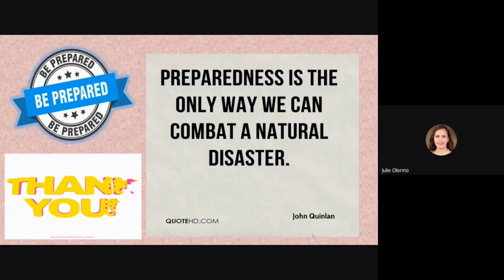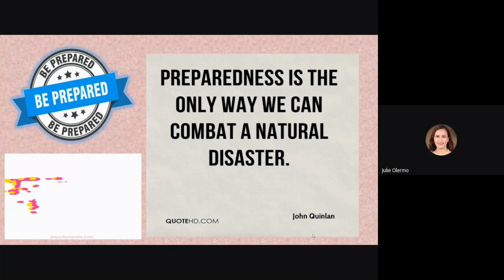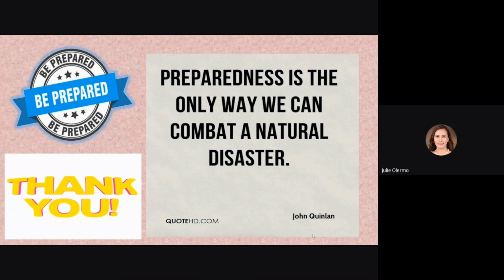Okay, here's my references. Let me end this lesson with this quotation by John Kinlan: Preparedness is the only way we can combat a natural disaster. Thank you.